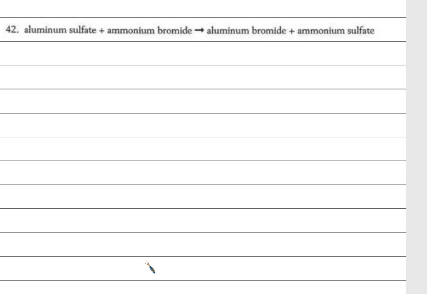Right, let's try number 42. Aluminum sulfate. Well, aluminum is positive 3, and sulfate is negative 2. So therefore, the correct formula of aluminum sulfate is Al2(SO4)3. And this reacts with ammonium bromide.